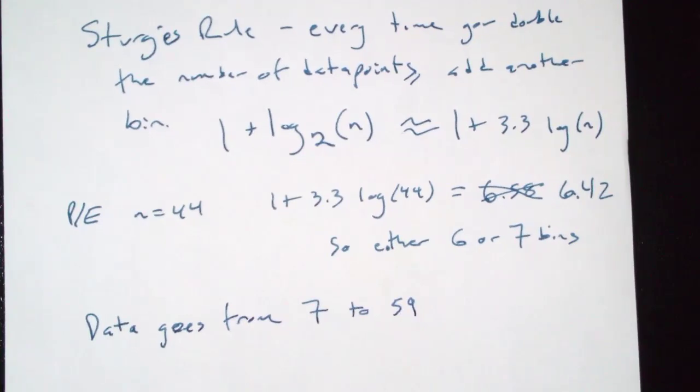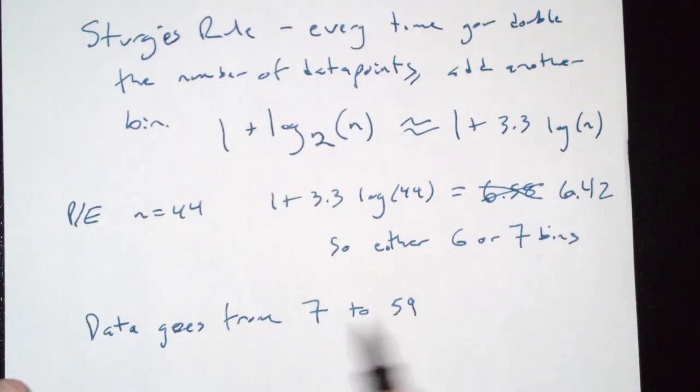So let's figure out how wide each bin should be. How many numbers? Well, I'm going from 59 to 7, start at the high end, work my way down to the low end, and I want to chop that in either 6 or 7 piles.